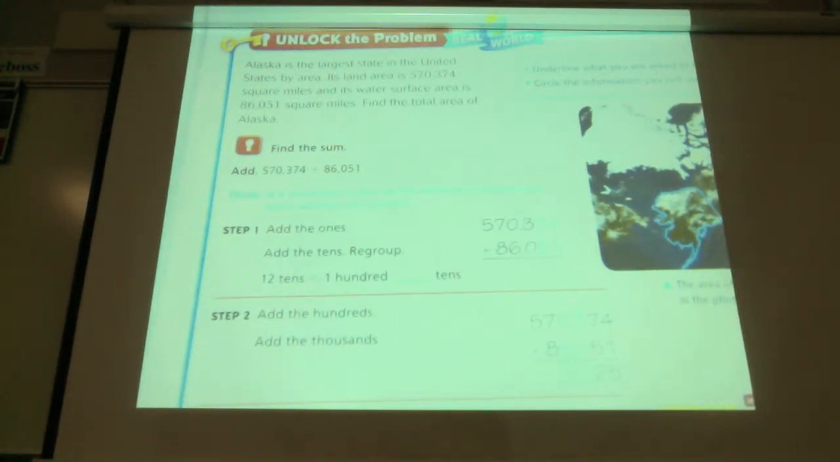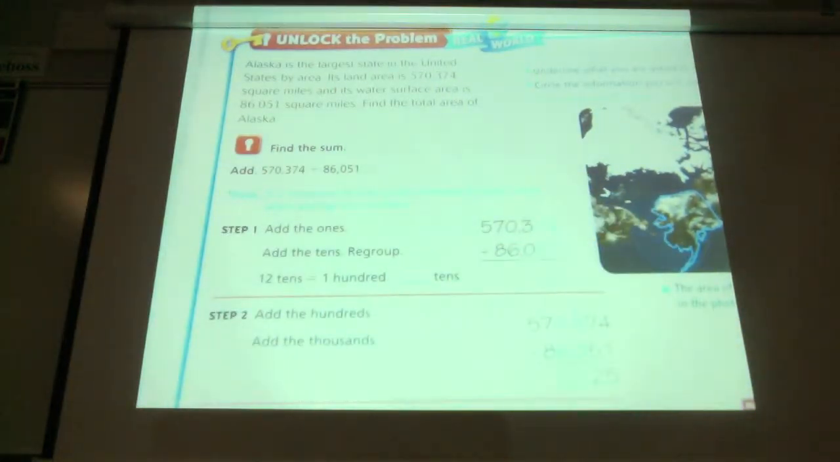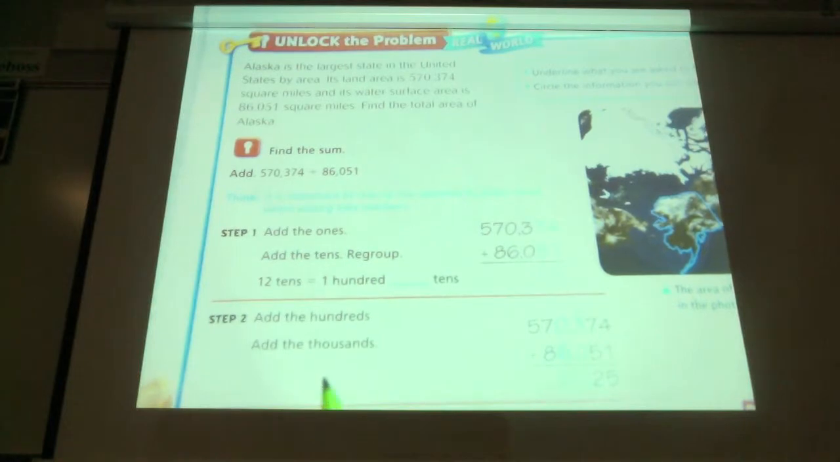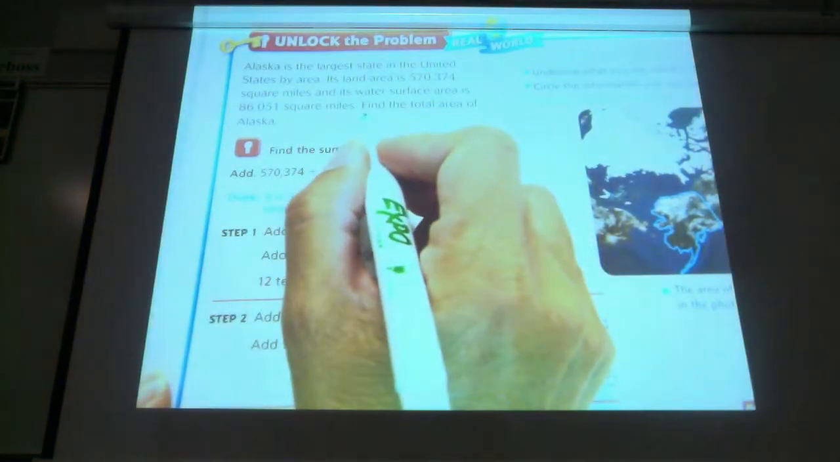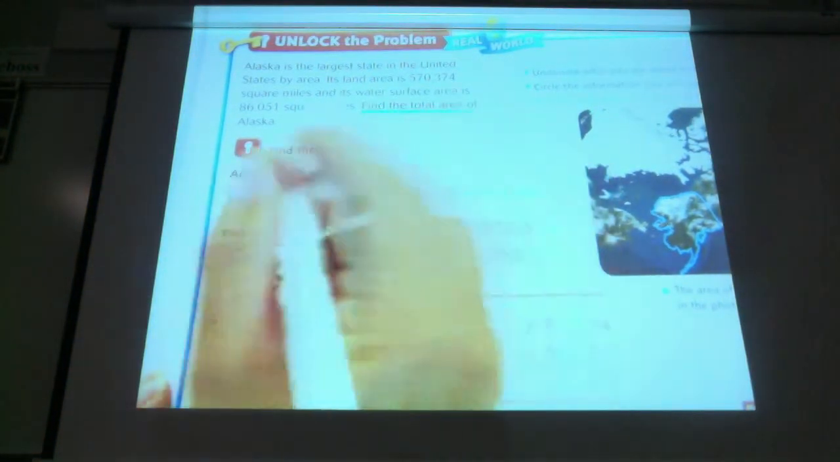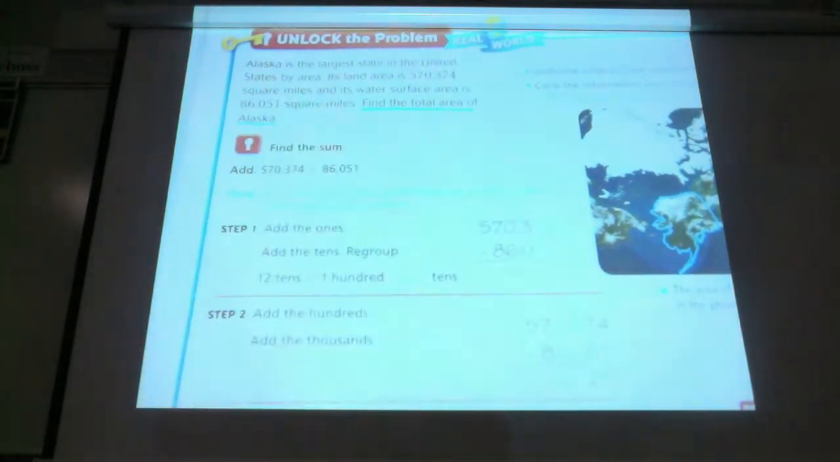The first thing we need to do is underline what is it asking us to do. Okay, Joaquin, what is it asking us? Very good. Do you notice that it's not a question? It doesn't say what is the total area of Alaska. So you're not just looking for question marks. Make sure you're looking for what is it asking me to do.